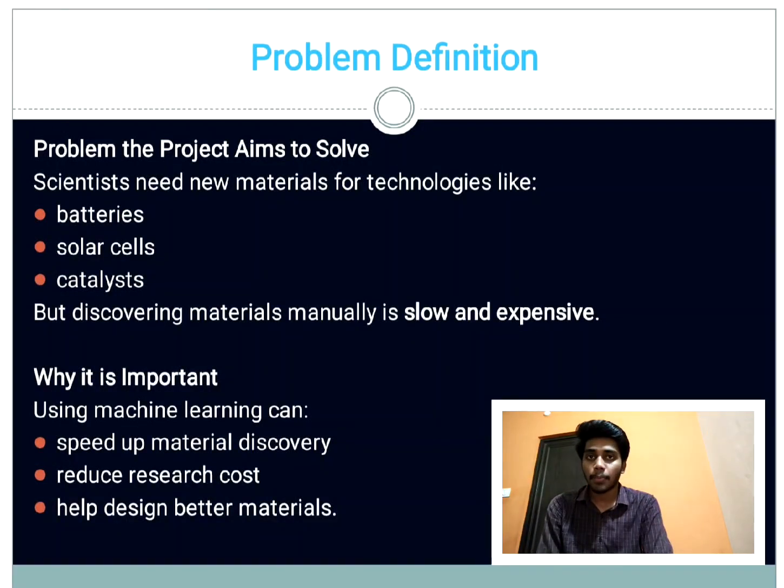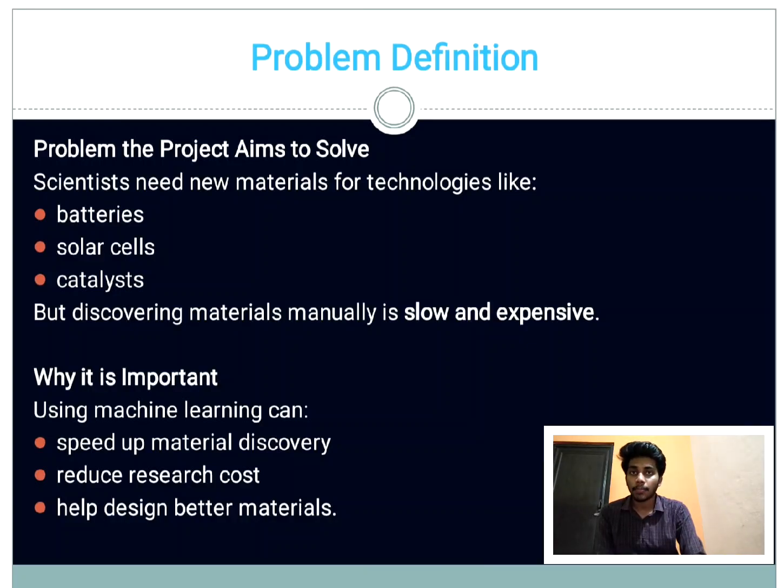Now let us understand the problem our project addresses. Scientists are always searching for new materials for modern technologies such as batteries, solar cells and catalysts. However, discovering new materials manually is very slow and expensive. Researchers must test many combinations of elements, which can take years. Machine learning can help predict new materials faster by learning patterns from existing data. This makes the discovery process more efficient and cost effective.